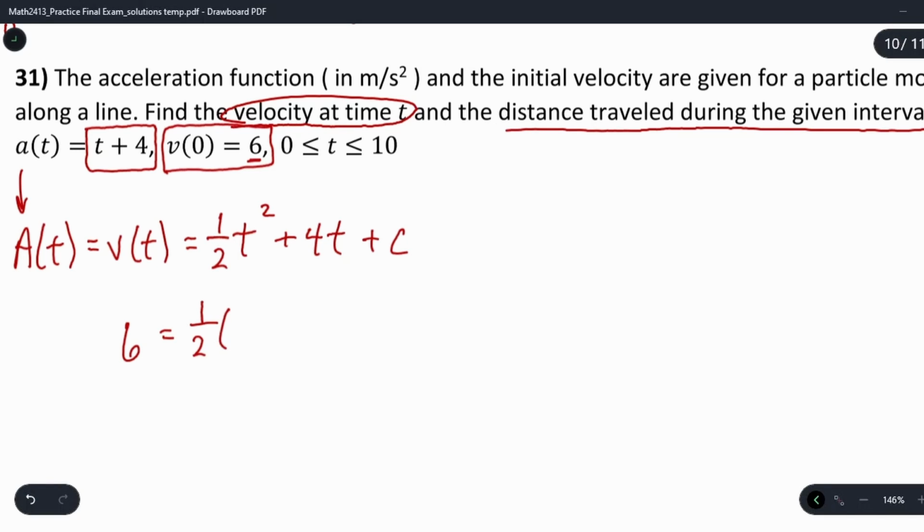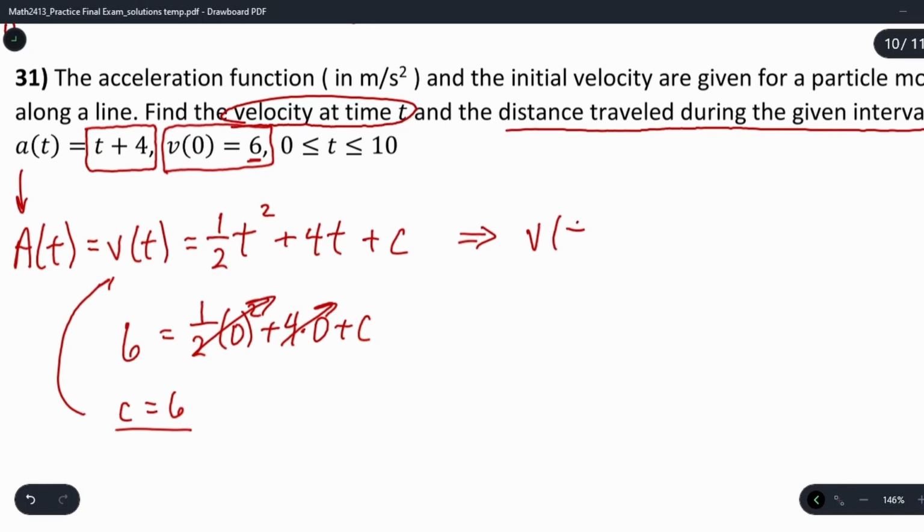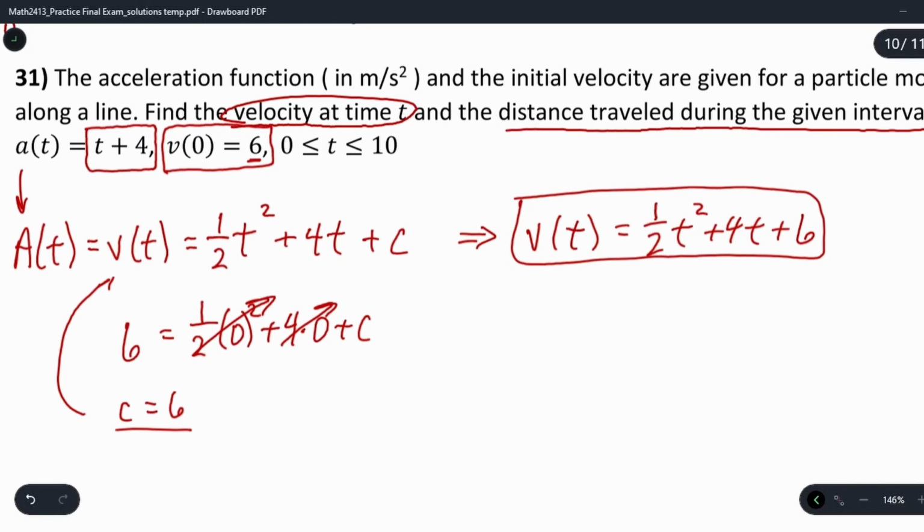So 1/2 0 squared plus 4 times 0 plus c. These both go to 0, telling me that c is 6. And then we can come back to here and say that our velocity equation at time t, that means the general velocity equation is 1/2 t squared plus 4t plus 6. That is the answer to the first part of the question.